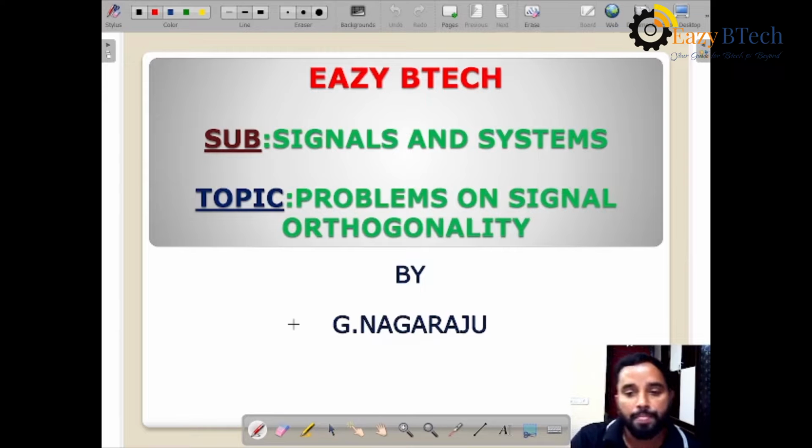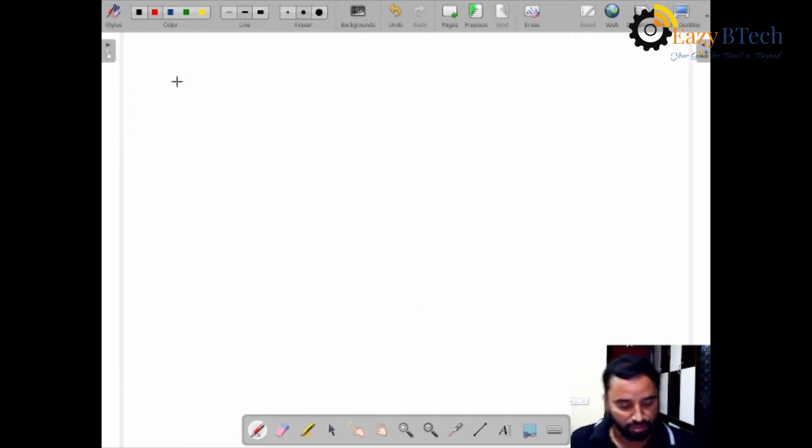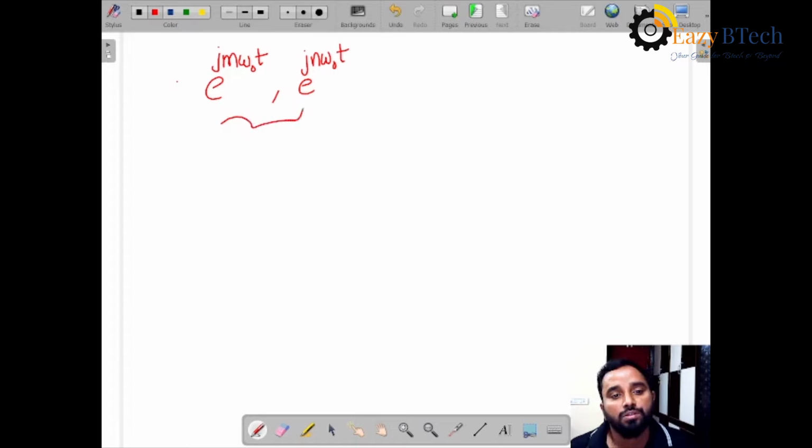We are going to see problems on signal orthogonality. Already in the previous session we have seen that the complex exponential functions e power j m omega naught t and e power j n omega naught t are orthogonal.